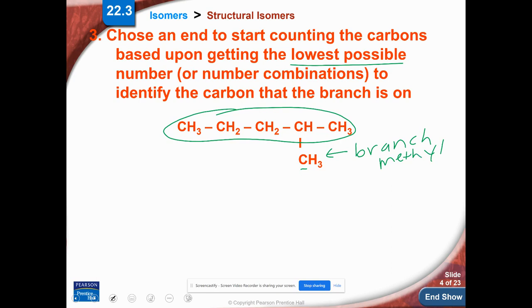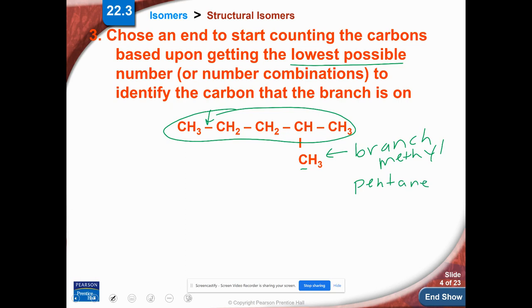Okay. So then I'm going to count my longest chain, right? We said that was 5. So then the prefix for 5 is what? You tell me. Do you have table P open? All right. So the prefix for 5 is going to be pent. And then I have single bonds. So ANE. All right. So the parent chain is pentane.